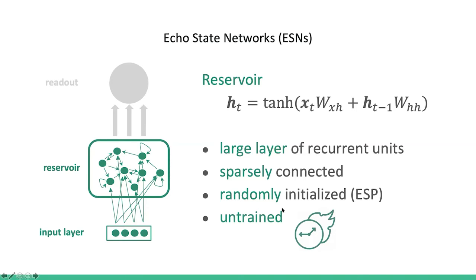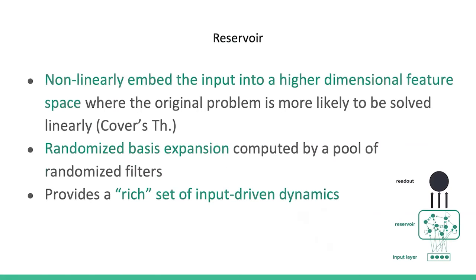The two typical aspects, though, are that the reservoir layer is randomly initialized under, let's say, what we are going to see is the echo state property, so under a stability condition, and is left untrained after the initialization. So if we want to look at the property, what is the reservoir computationally doing? Actually, what it's doing is embedding non-linearly the input into a higher dimensional feature space. Okay, so this is exactly in line with Cover's theorem.